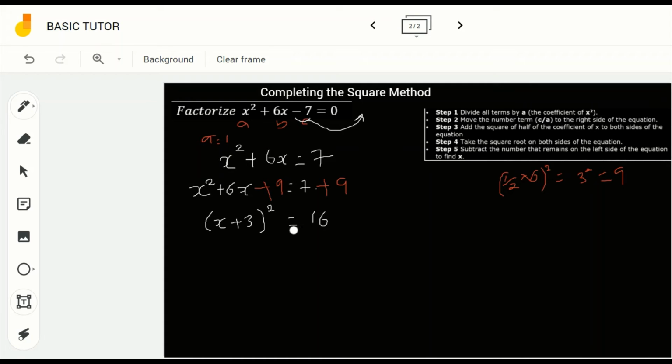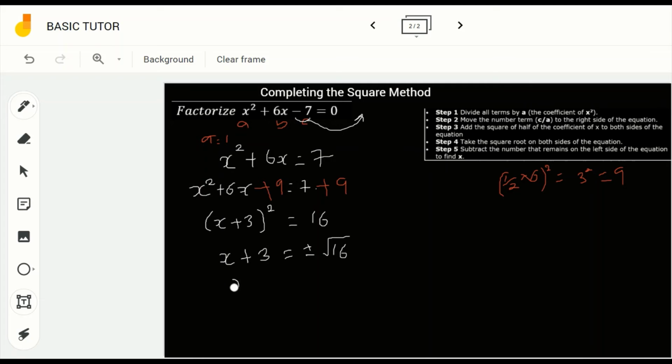So what we'll do now to get rid of this square is to take the square root of both sides. Taking the square root of both sides gives me x plus 3 equal to plus or minus root 16. The plus or minus has to come into place because at the end of the day we have to have two values, so that is one reason why we write plus minus root 16.